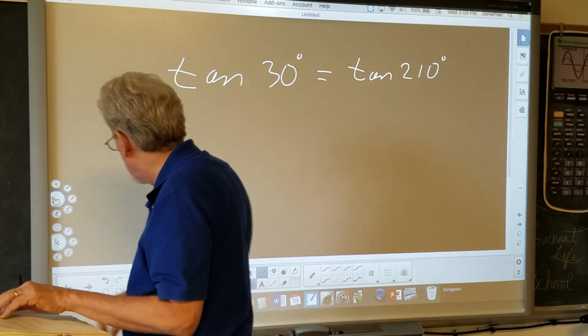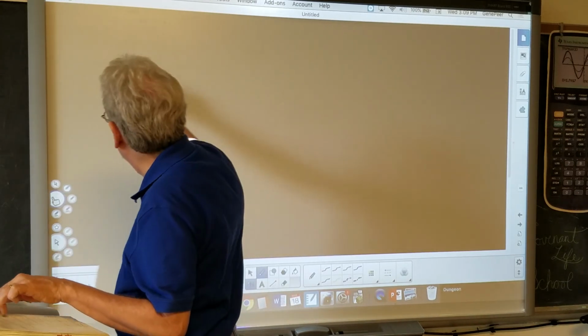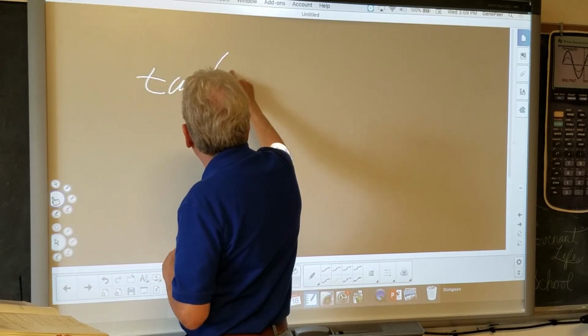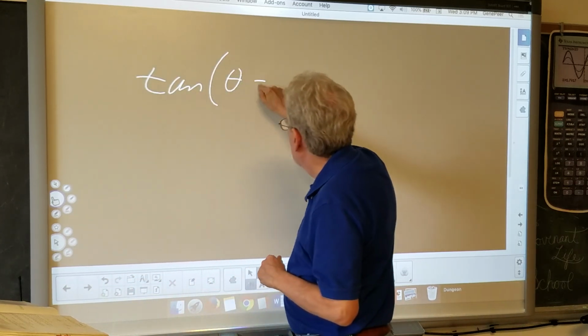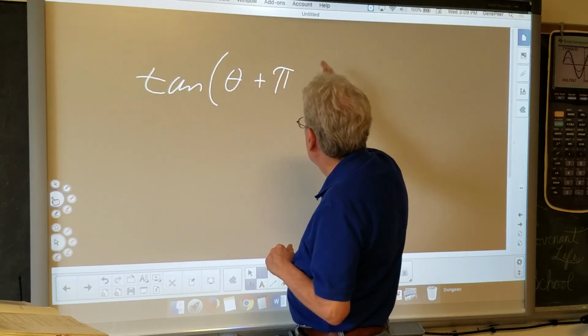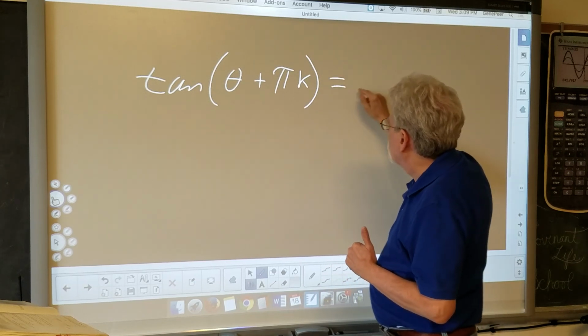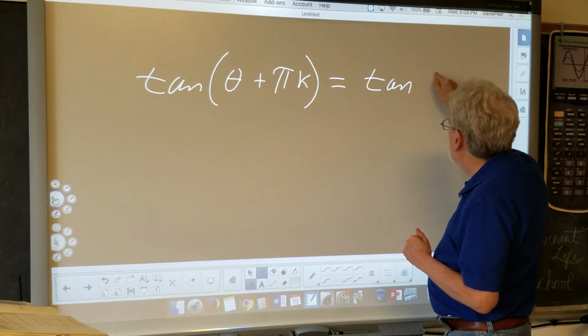That is expressed simply as tangent of theta plus pi times some integer, whatever integer you want, k, will be equal to simply the tangent of theta.